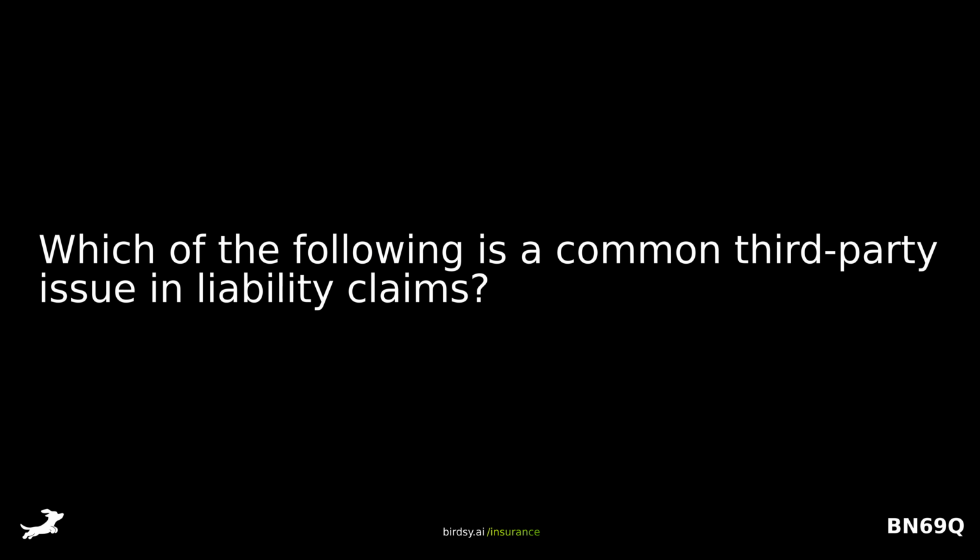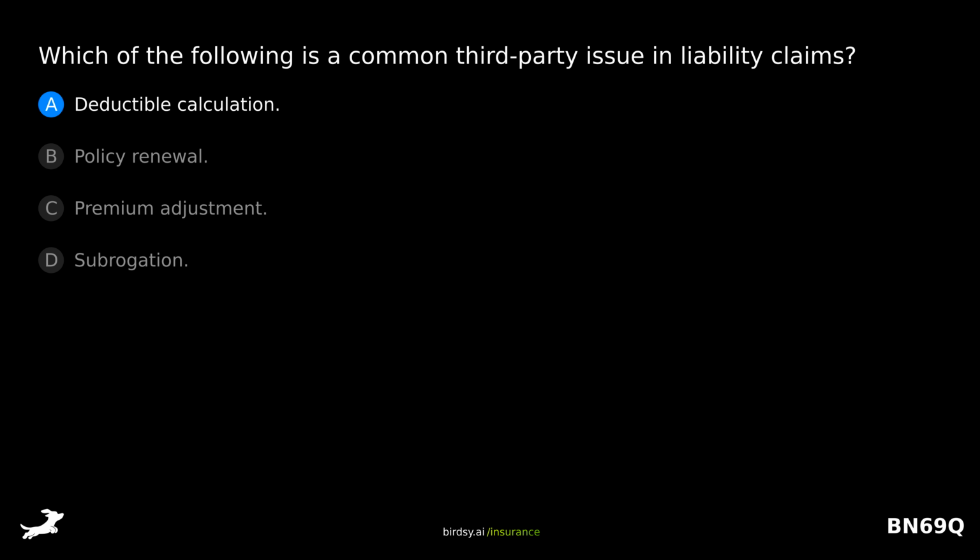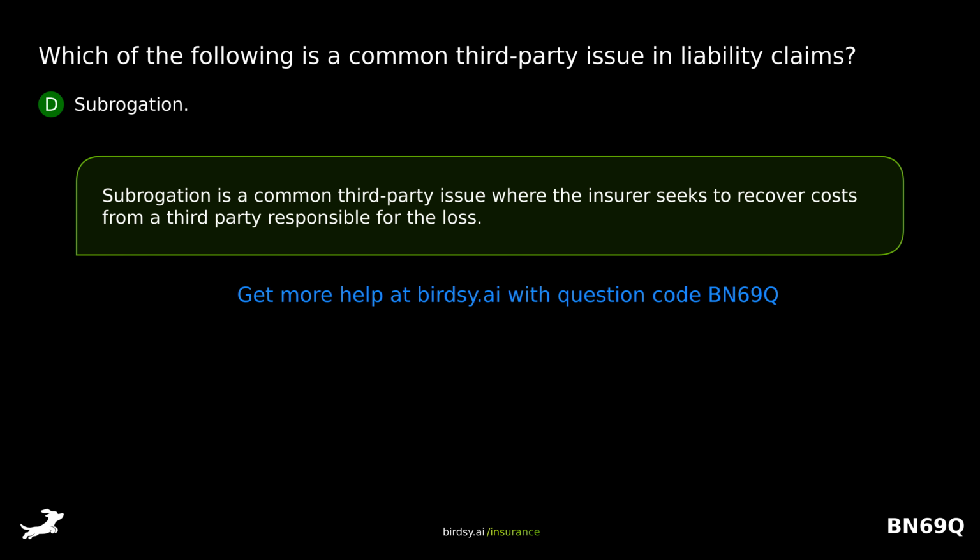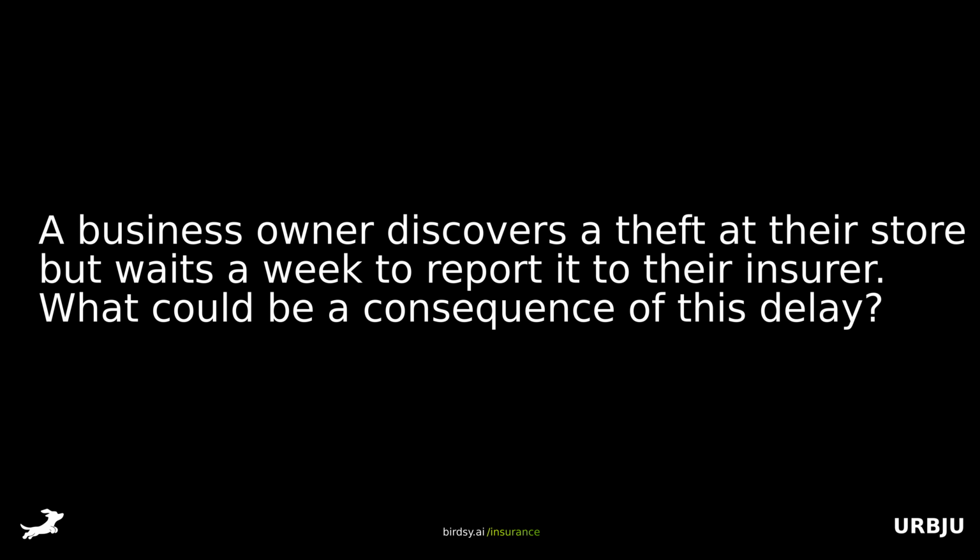Which of the following is a common third-party issue in liability claims? Is it A, deductible calculation? B, policy renewal? C, premium adjustment? Or D, subrogation? The answer is D, subrogation. Subrogation is a common third-party issue where the insurer seeks to recover costs from a third party responsible for the loss.